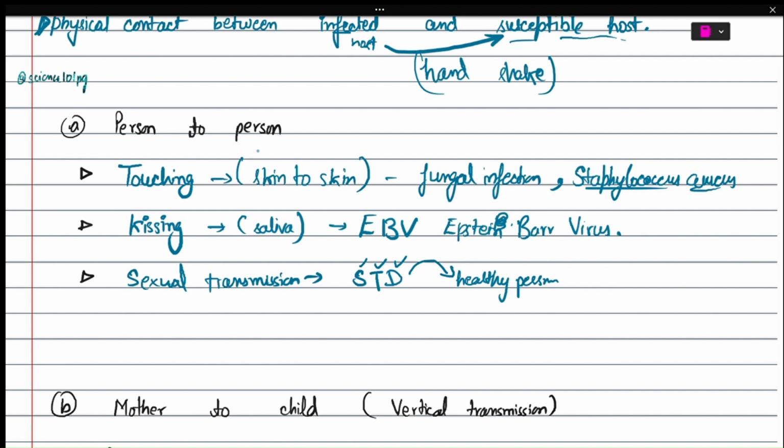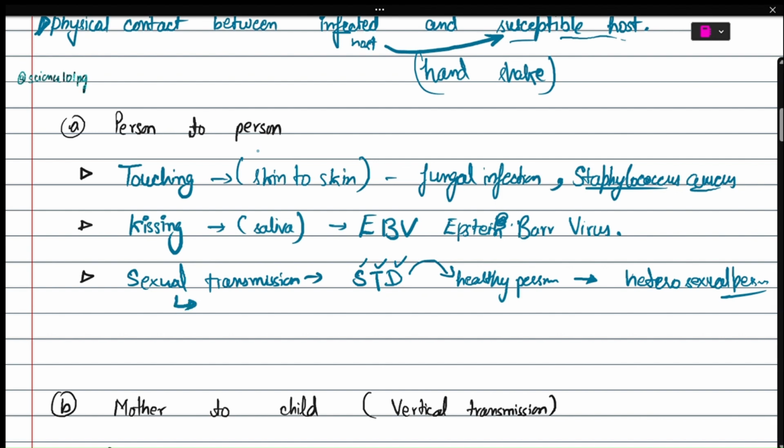So the transmission of these sexually transmitted pathogens from one person to another is, of course, caused by sexual intercourse. And basically, persons with multiple partners have more susceptibility, because one person is mating with so many other persons that you don't even know which person is infected or not.